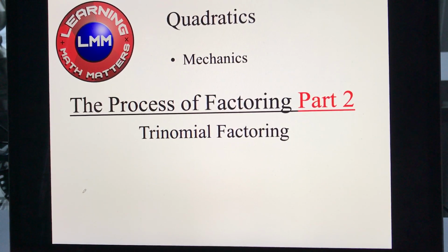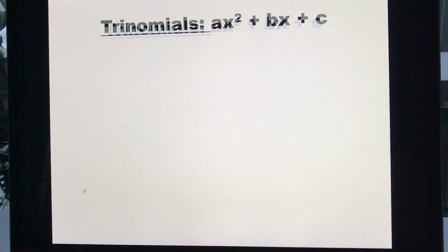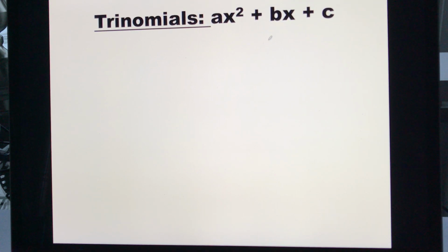Process of Factoring, Part 2, Trinomials. So we need to know how to factor these trinomials. We see it's a trinomial because it has three terms. Tri stands for three. And we also recognize this as that quadratic structure.